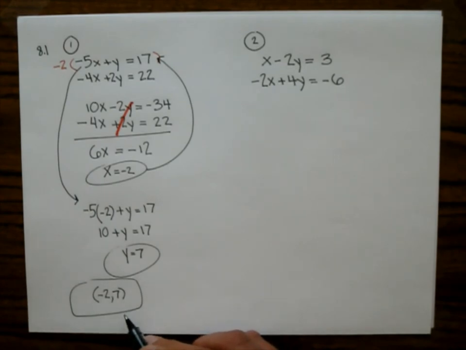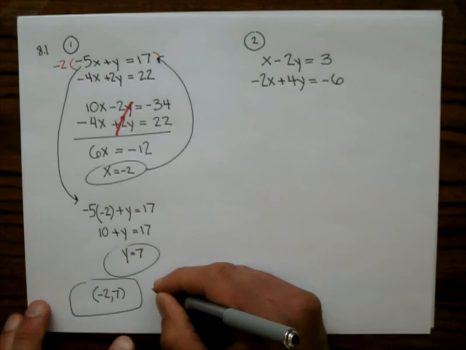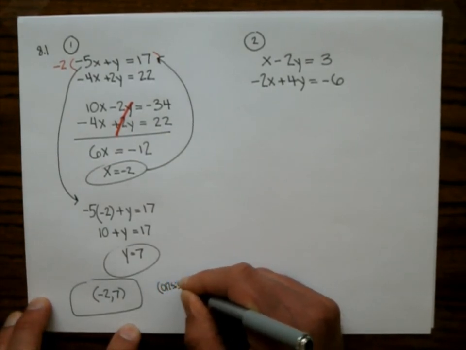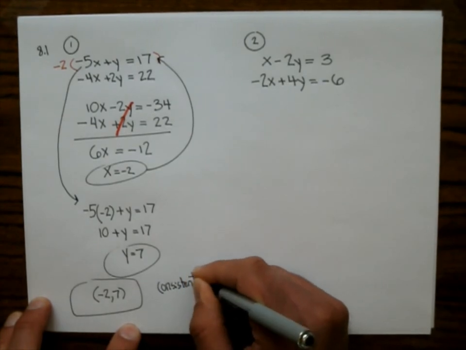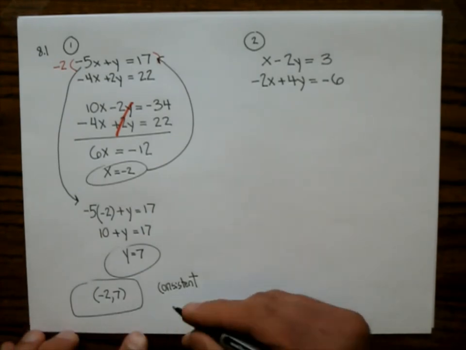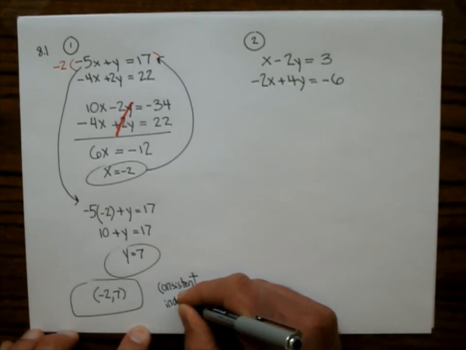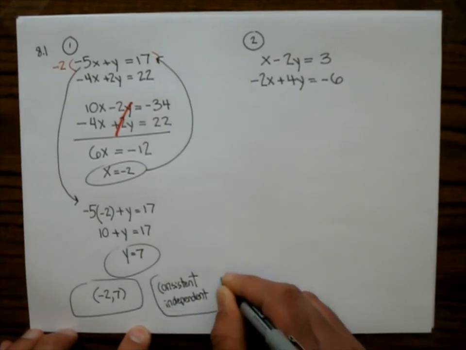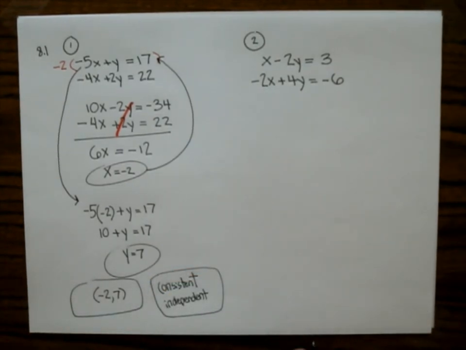Now, they ask us sometimes to classify this. Is this consistent or inconsistent? Well, it's consistent, which means there's at least one solution. They also ask us if this is dependent or independent. Independent means exactly one solution, and that's what we have here. This is independent. So they'll ask you to classify these. Let's go ahead and do problem number two.